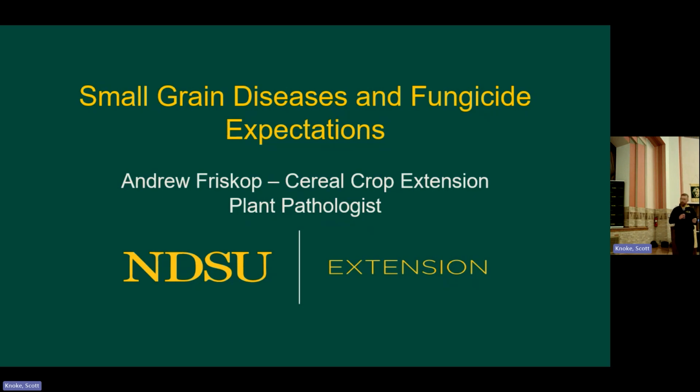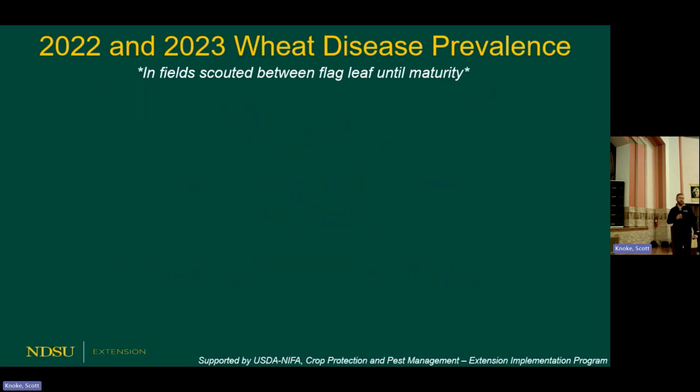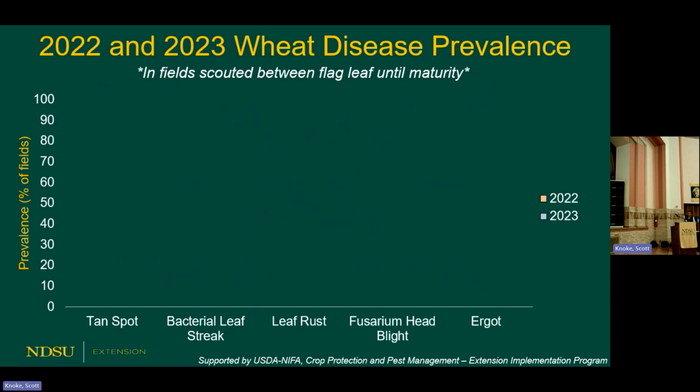So to begin, I'm just gonna give you an idea of what wheat disease looked like in the state of North Dakota in the past 2 years. Each year we have scouts who visit fields, and they give us reports of what they see in the field for wheat diseases. For the past 2 years, what I'm showing you is the percentage of fields that have each disease, meaning that if you see the symptoms in the field, you check the box. Everything's based on a percentage. We look at 5 diseases: tan spot, bacterial leaf streak, leaf rust, Fusarium head blight, and viruses.